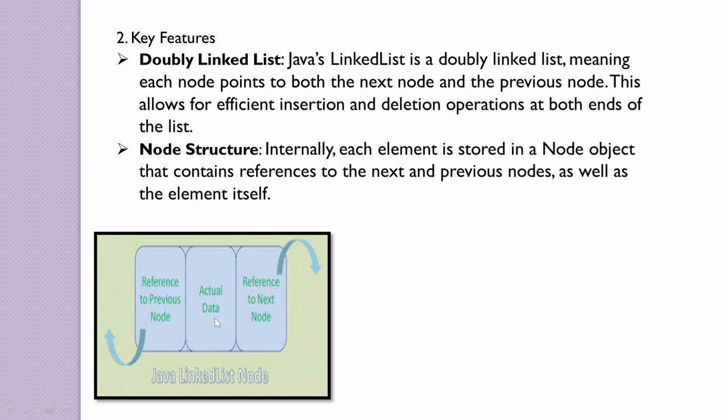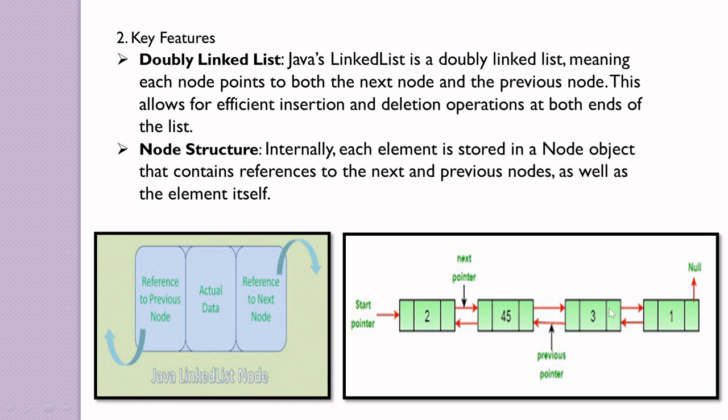This is the node structure, and the node structure of the linked list contains three parts. The middle part contains the actual data, this is the reference to the previous node, and this is the reference to the next node. This is the doubly linked list structure, so each node is connected with the others by previous and next references.